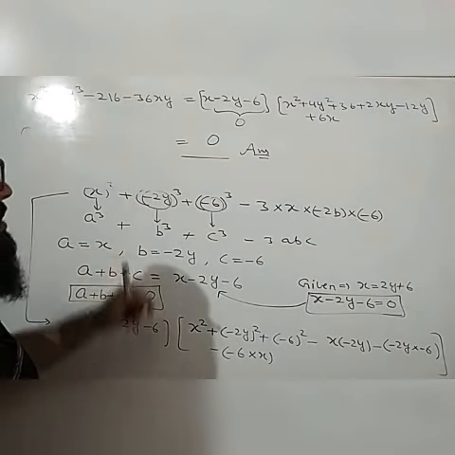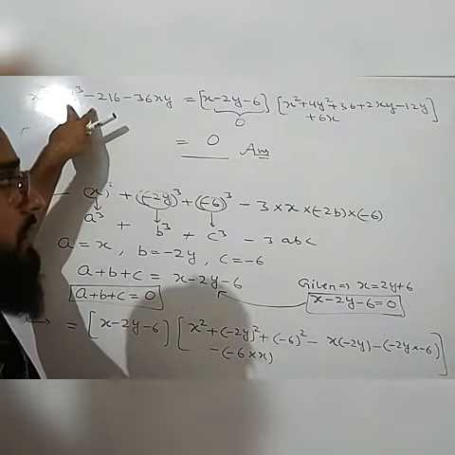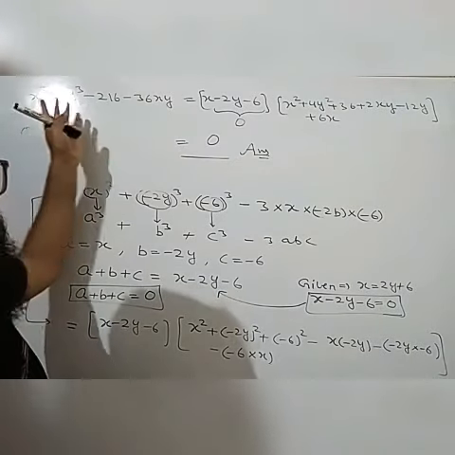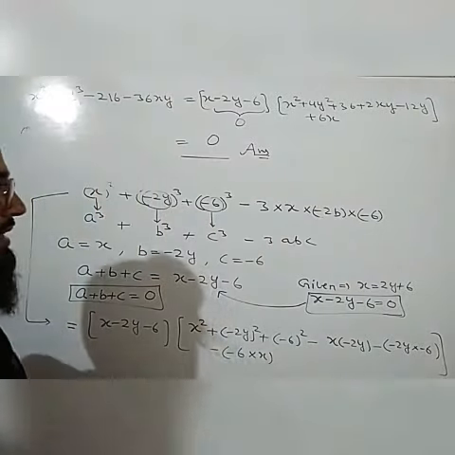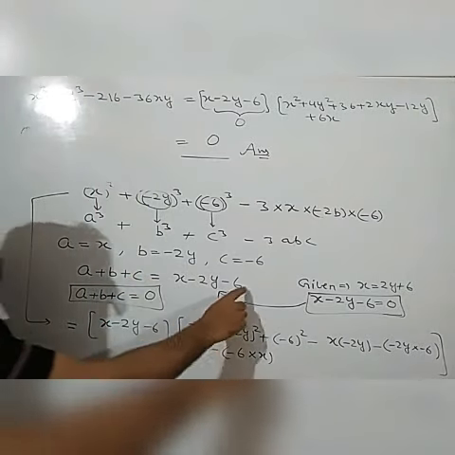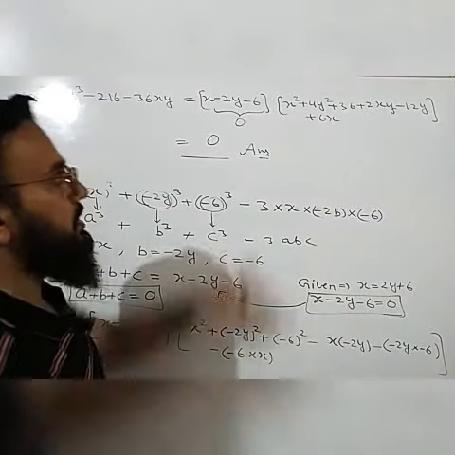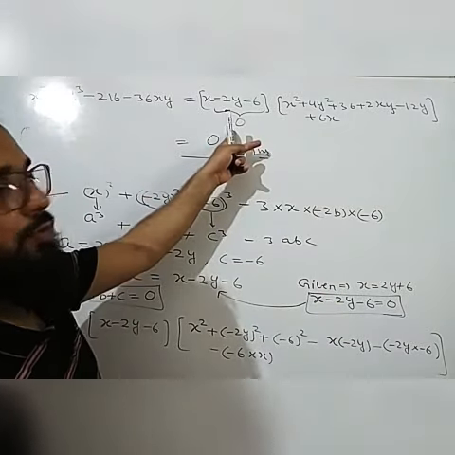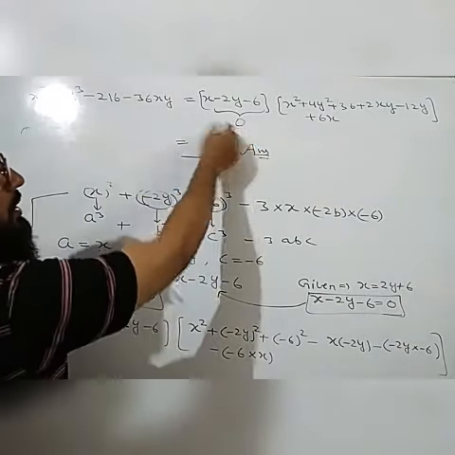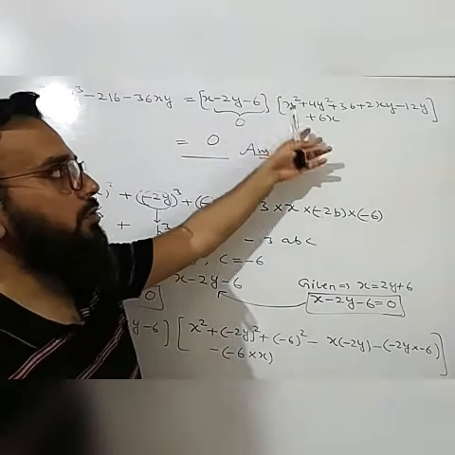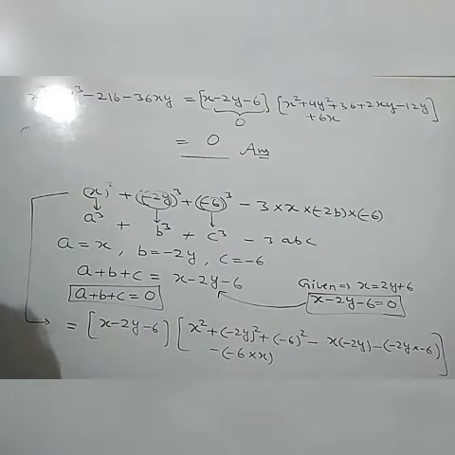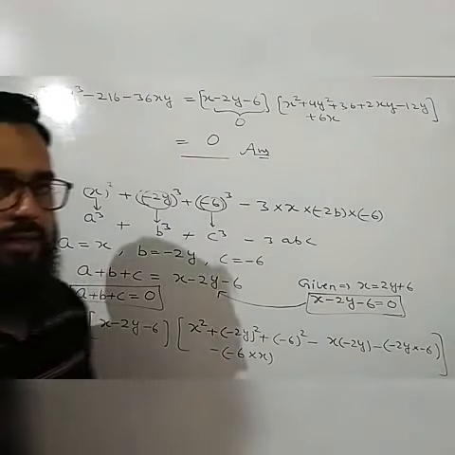Clear? So this was our question. You have to find the value of this term. First we converted it in terms of a cube plus b cube plus c cube minus 3abc. Then we checked the value of a plus b plus c, which came out to be 0. So if it is equal to 0, then the answer will be equal to 0, because this particular term into 0 will be equal to 0. In this way you can find the answer.